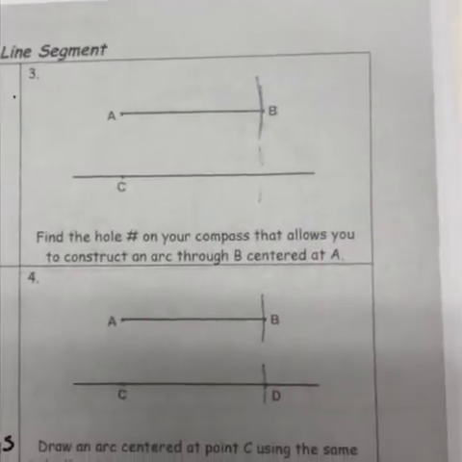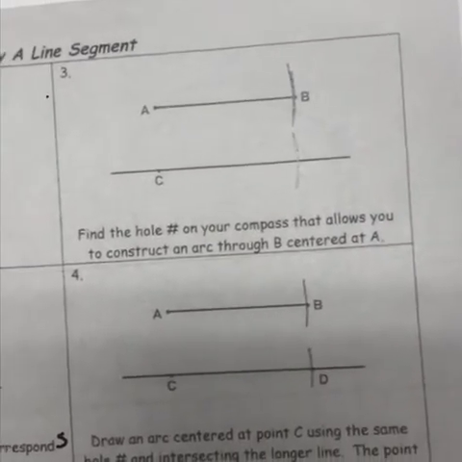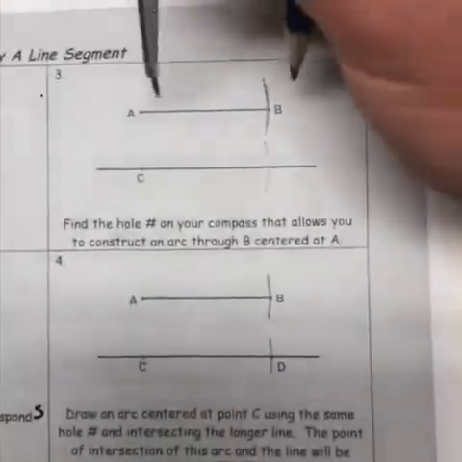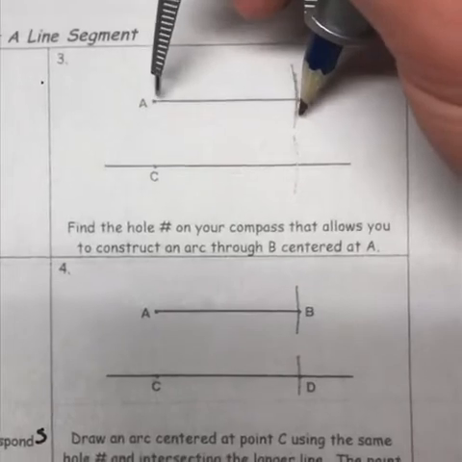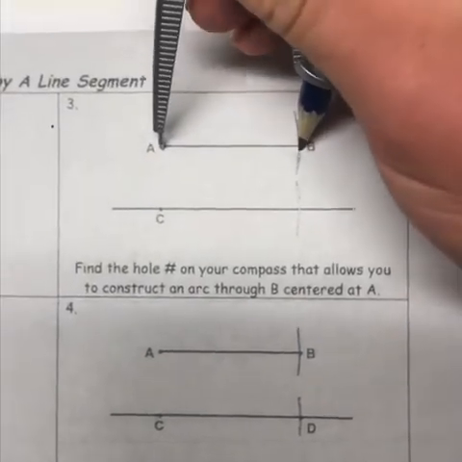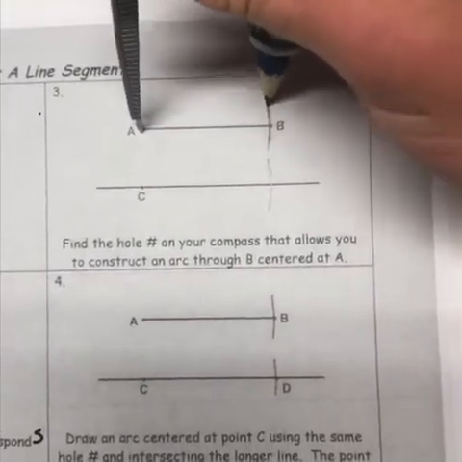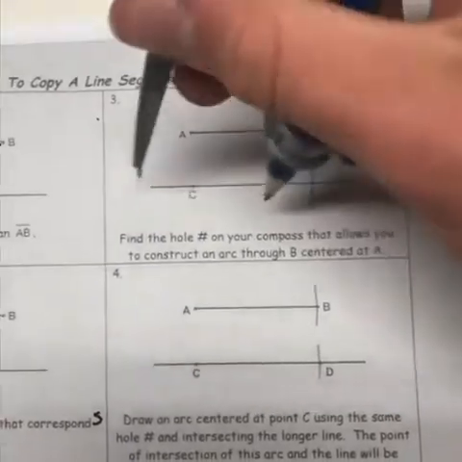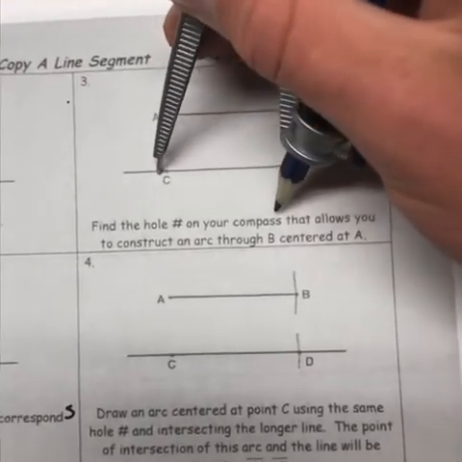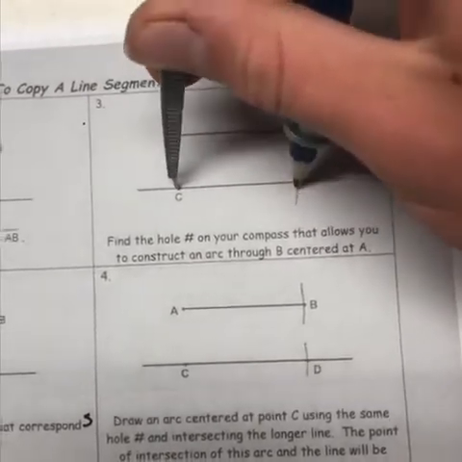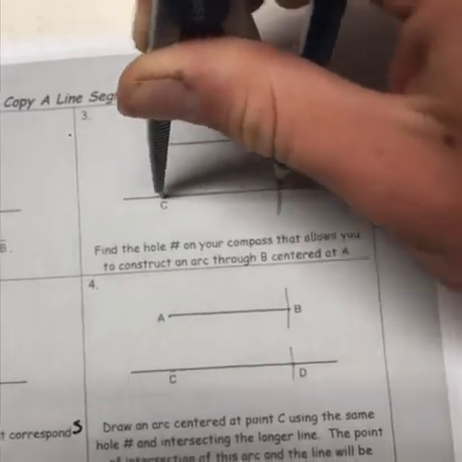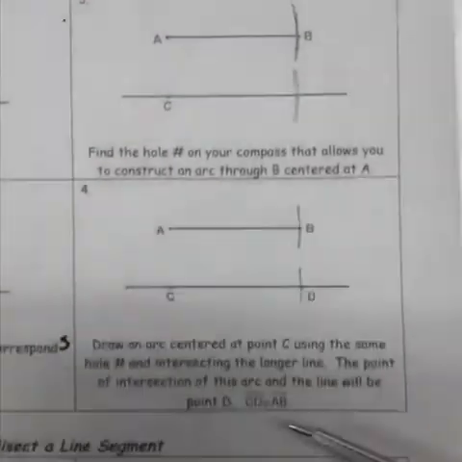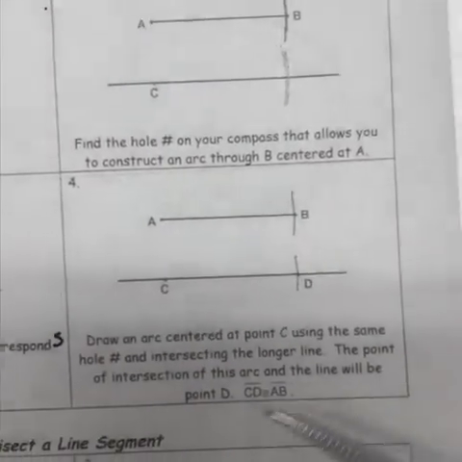Step 3 is a little bit trickier. This is how to find point B. You take your compass and construct an arc centered at A that goes to B. It's the same length as AB, and you just draw it a little bit. With that same length, you take another arc centered at C and draw it. Where that arc and the line intersect is going to be point D.